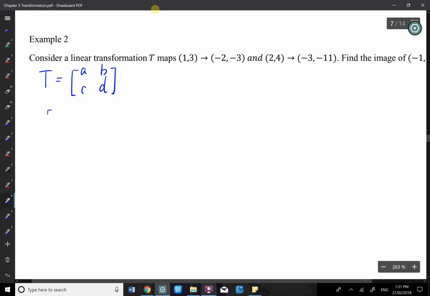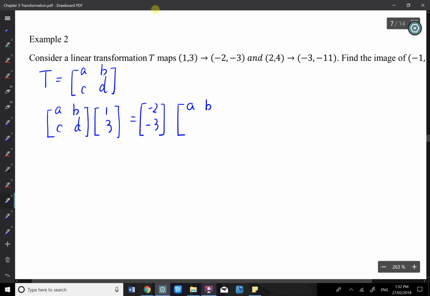So the matrix a, b, c, d will times with (1, 3), that's the old point, and that gives you (-2, -3). Also, the matrix a, b, c, d will times with (2, 4), and that will give you (-3, -11).